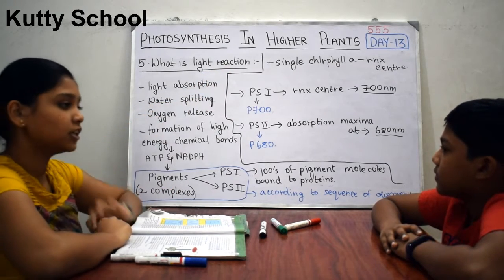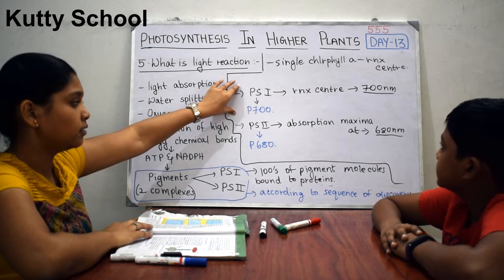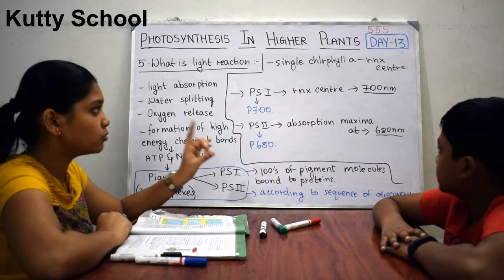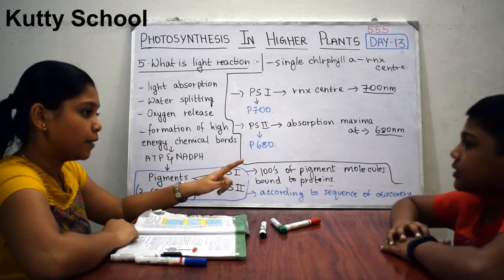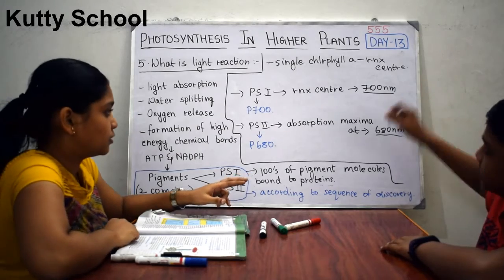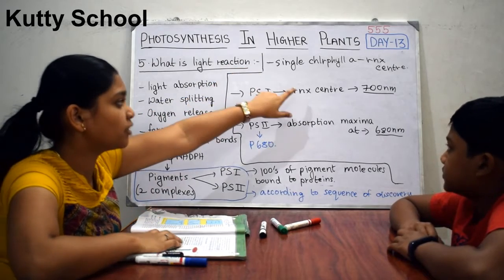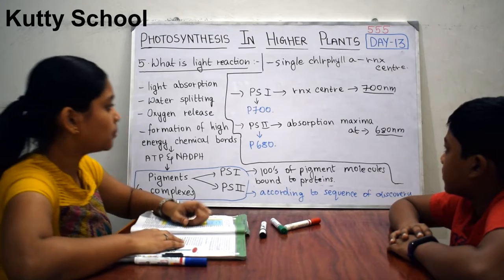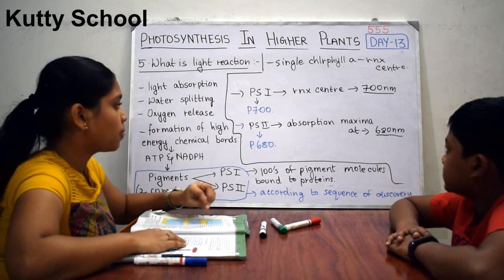Why is it differentiated into photosystem 1 and photosystem 2? In photosystem 1, the reaction center absorbs a wavelength of 700 nanometers. In photosystem 2, it absorbs at 680 nanometers, a 20 nanometer difference. You have to remember this very well: photosystem 1 is for 700 nanometers and photosystem 2 is for 680 nanometers. Maximum absorption takes place at 680 nanometers for photosystem 2 and at 700 nanometers for photosystem 1.